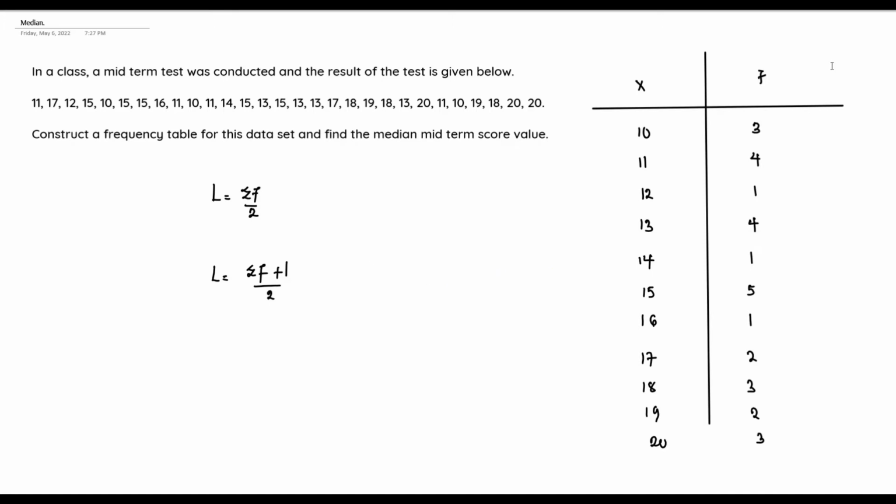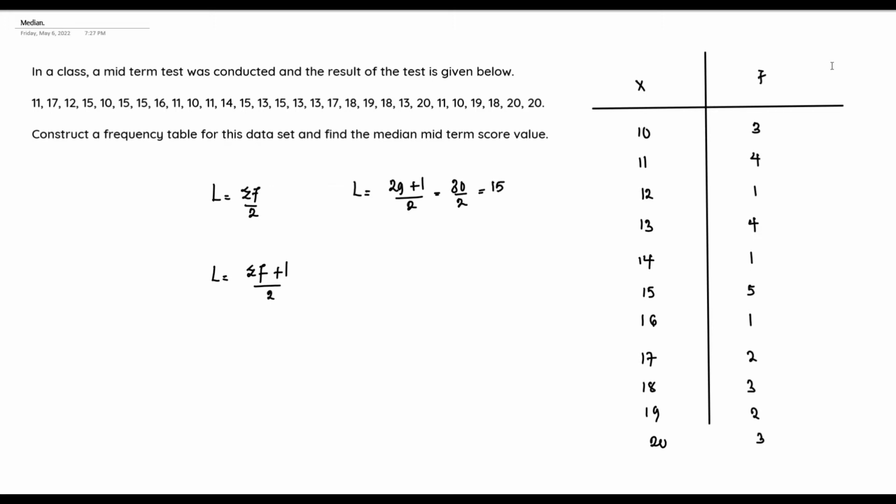So let's try to get the number of data points we have. If we count our data sets, we are going to notice that we have 29 values right here. So that means we have an odd number of data points, meaning we are going to be using this variant to get our median. So the formula is going to be L is equal to summation F, which is 29, plus 1 divided by 2, and that is going to be 30 divided by 2, which gives us 15.